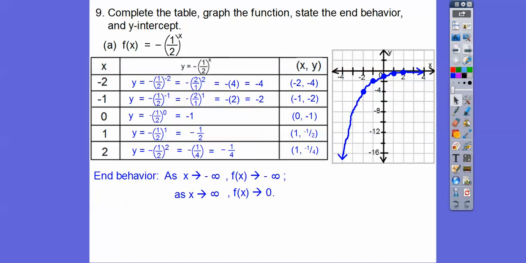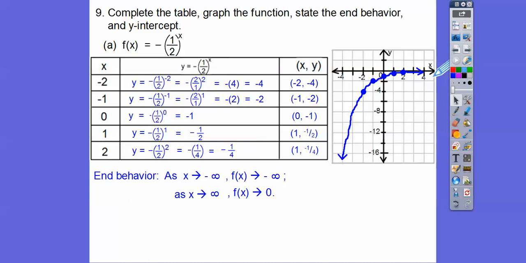End behavior. Okay, end behavior is this, you guys. As we go to the left right here, that says as x goes to negative infinity, this graph is going down, so that's why it says f of x goes to negative infinity. As we go to the right forever, that means x goes to positive infinity. This graph is getting close to the x-axis asymptotically. It'll never cross it. It just gets infinitely close, so we're going to say it's going towards y equals 0. The x-axis is y equals 0.